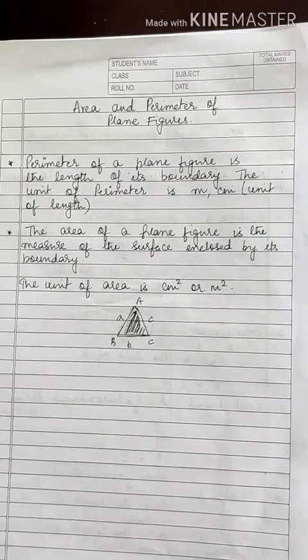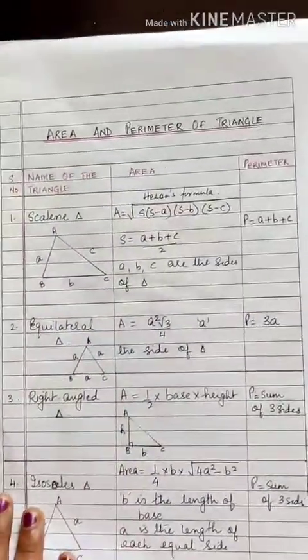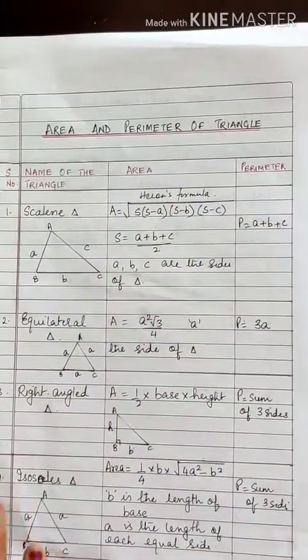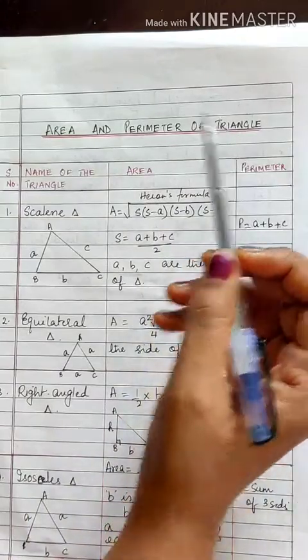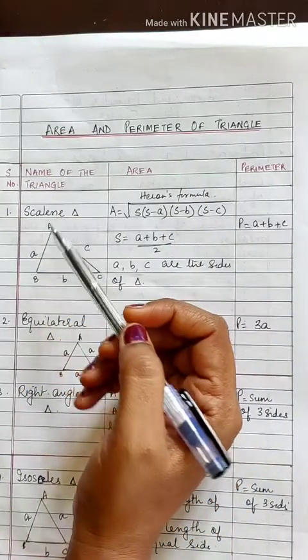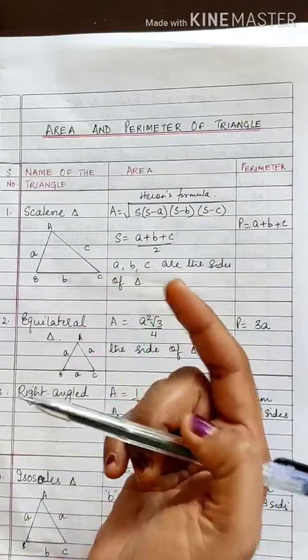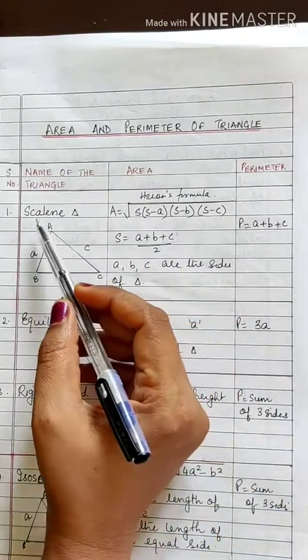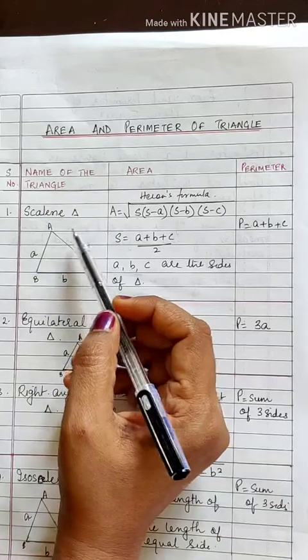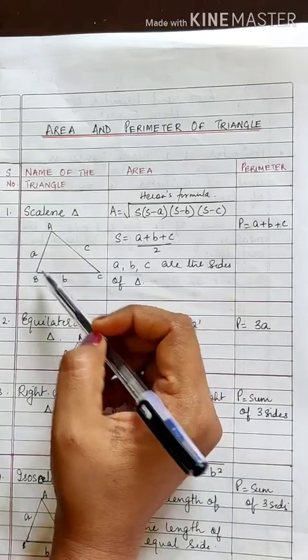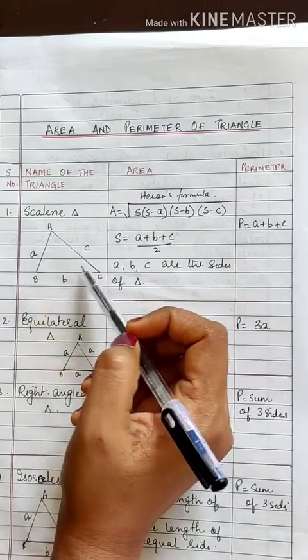Now, we will start with triangles. How to calculate the area and the perimeter of a triangle? Students, you know there are different types of triangles. For each different type, the formula will differ. First, we will start with the scalene triangle. A scalene triangle is a triangle with all three sides different.